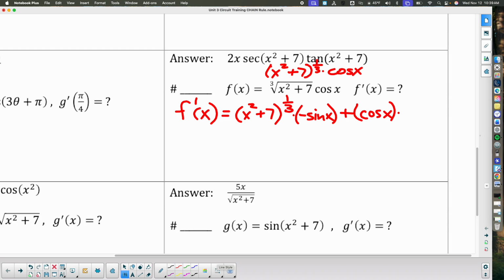So the derivative of the outer is what I start with. I'm going to pretend this is something to the third power: 1/3 something. I'm going to subtract 1 from the power, so negative 2/3. And then I need to multiply by the derivative of the inside, so 2x.